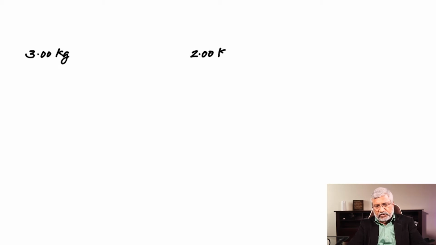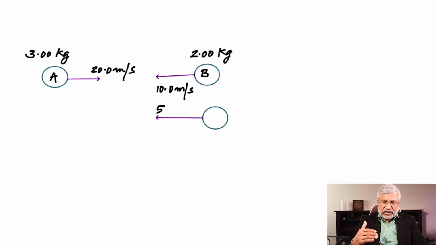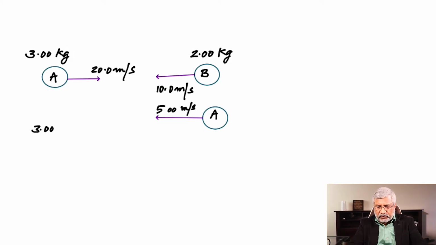You have a 3 kilogram object, another 2 kilogram object, and you can see the 3 kilogram object is moving to the right at 20 meter per second, and the 2 kilogram is moving to the left at 10 meter per second. And that is before collision. And then they collide. After collision, object A is moving in the opposite direction. So now it's moving to the left at 5 meter per second.